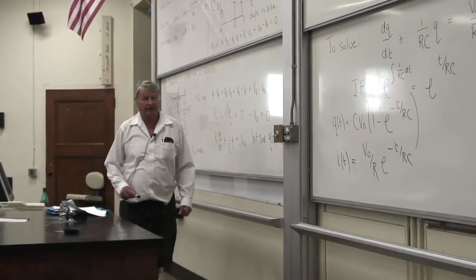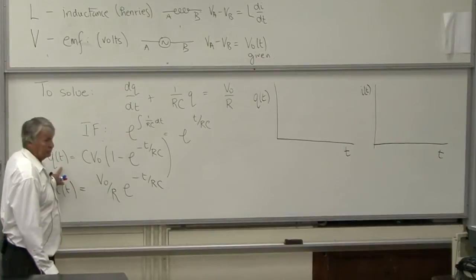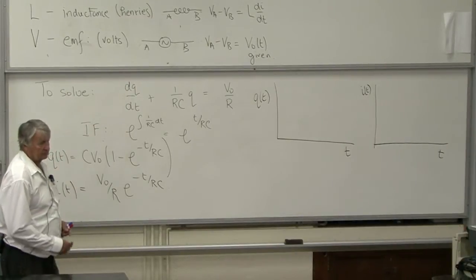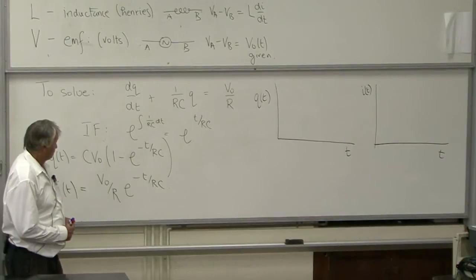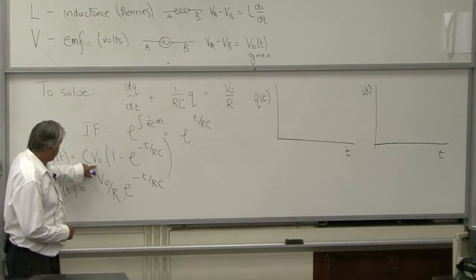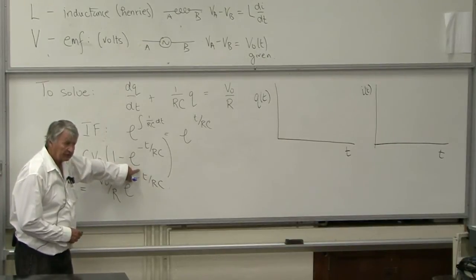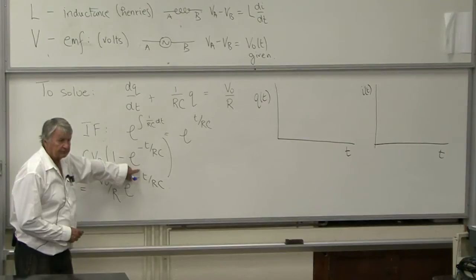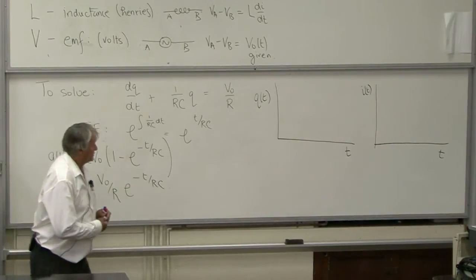How do you draw that graph? Where does it start off? At t equals 0, what's q? You'll have C times V sub 0 times 1 minus this. What's this going to be at t equals 0? Oh, yeah. So it's 1 minus 1, times V sub 0, so it should be 0. So it starts off at 0.